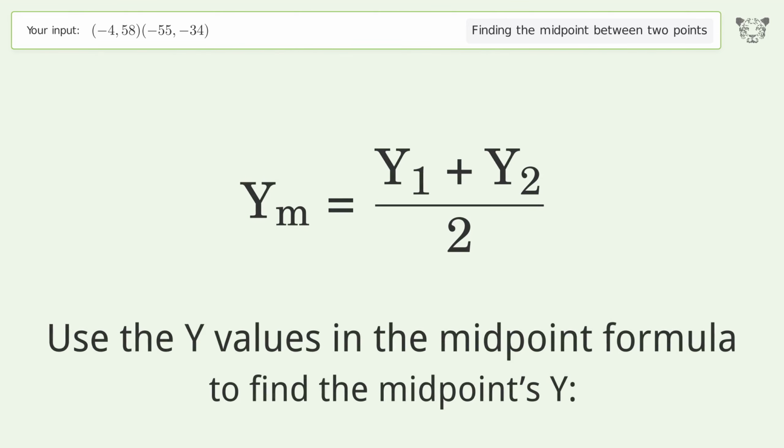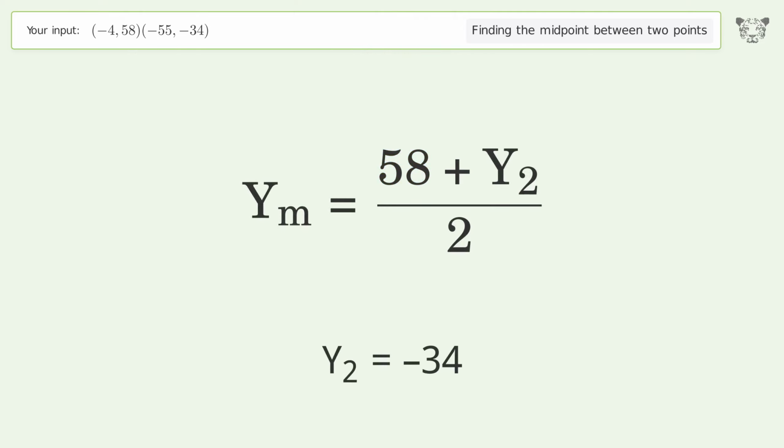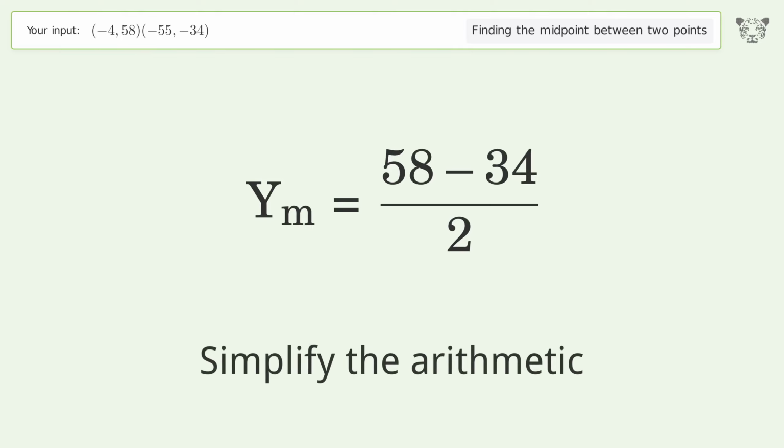Use the y values in the midpoint formula to find the midpoint's y. y1 equals 58. y2 equals negative 34. Simplify the arithmetic.